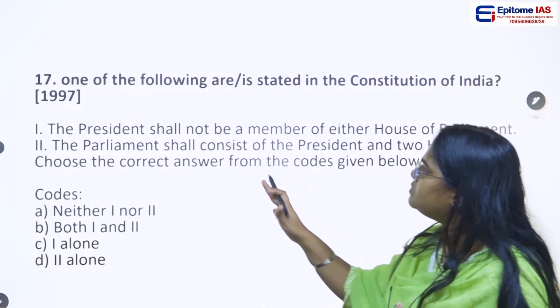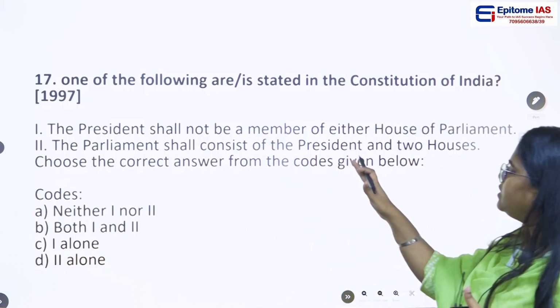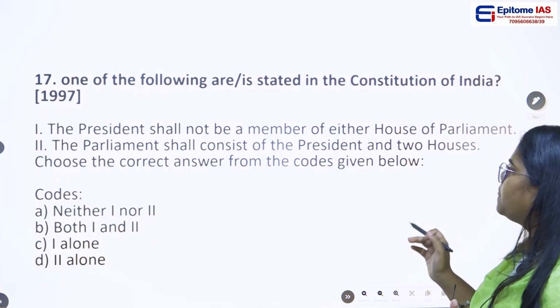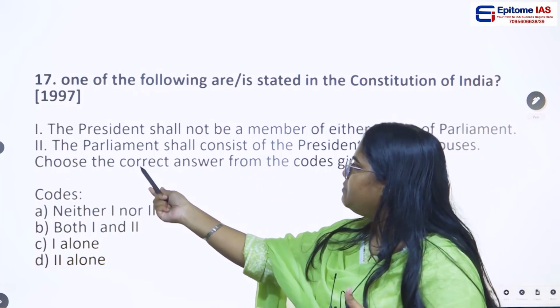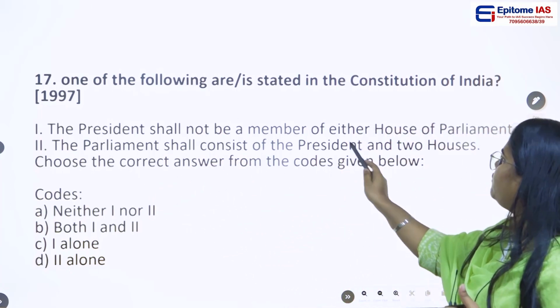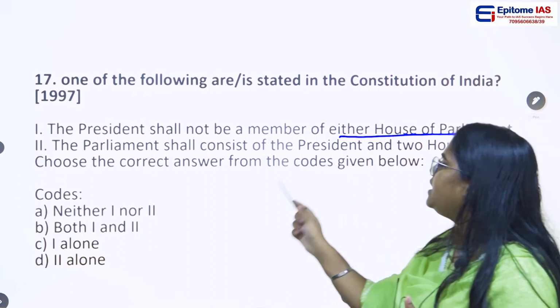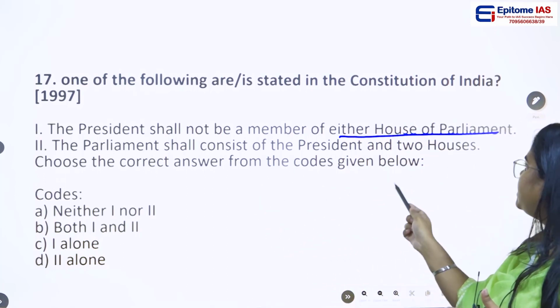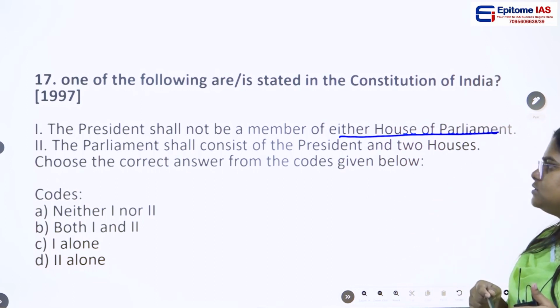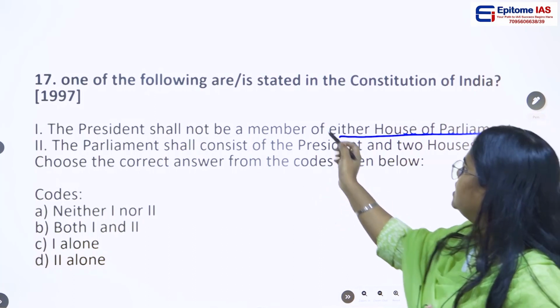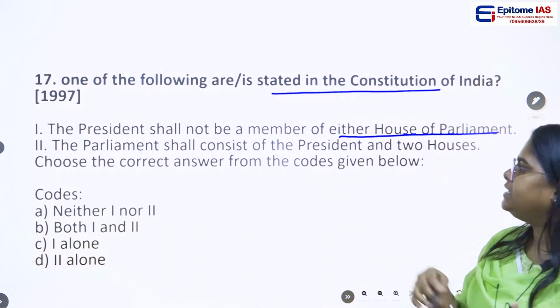So the next question: which of the following is or are stated in the Constitution of India? 1. The President shall not be a member of either House of Parliament. 2. The Parliament shall consist of the President and the two Houses. So they are asking which of the two provisions are stated in the Constitution of India.